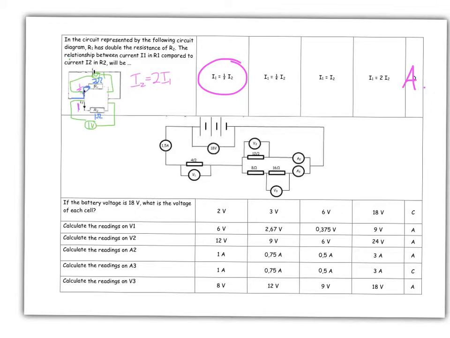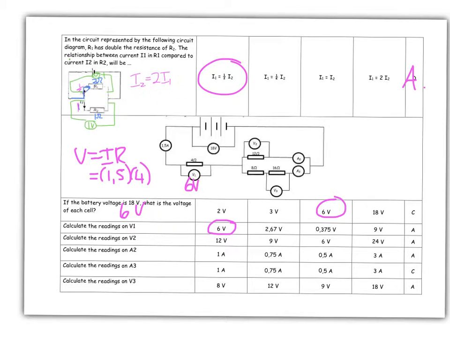If the battery voltage is 18 volts, what is the voltage of each cell? So I'm going to just go through this quickly and rather work out the answers afterwards. So if it's 3 cells, at least 18 volts, this must be 6 volts each. Calculate the reading on V1. So V1 is going to be equal to, V is equal to I times R, which is equal to 1,5 times by 4. So that is equal to 6 volts. So this is now 6.